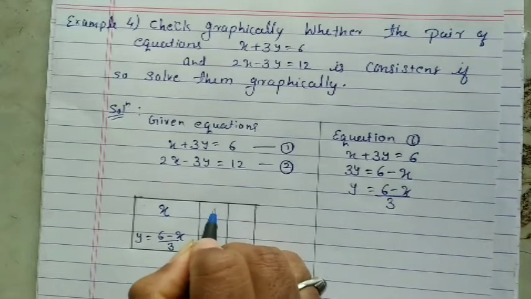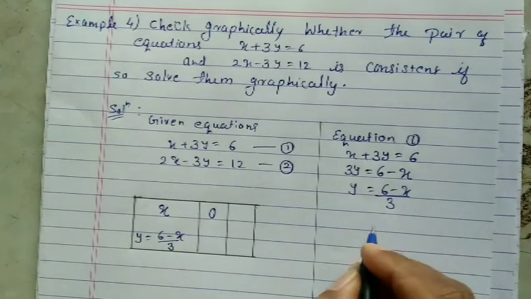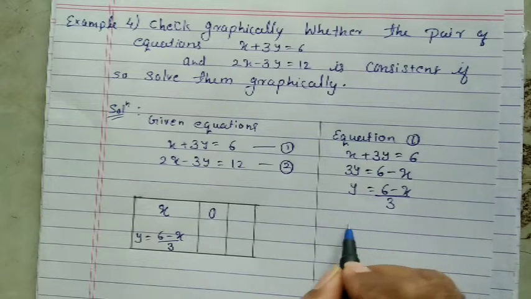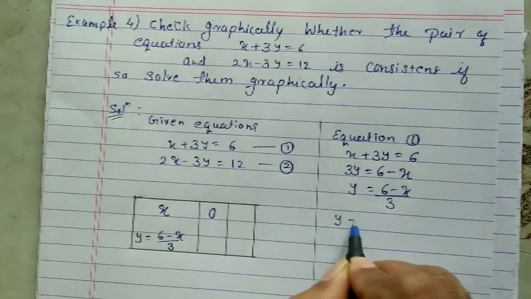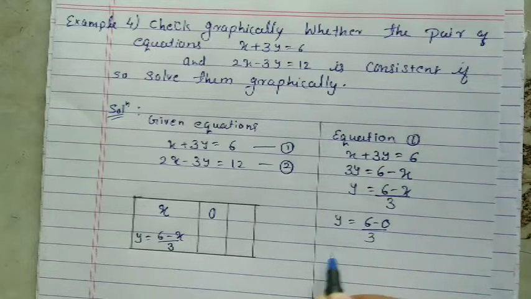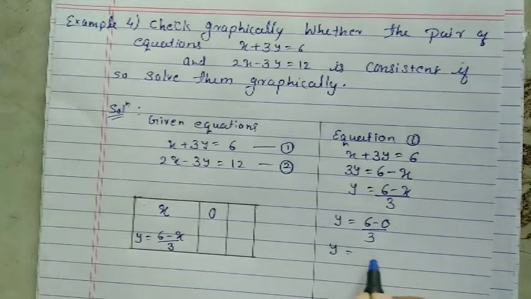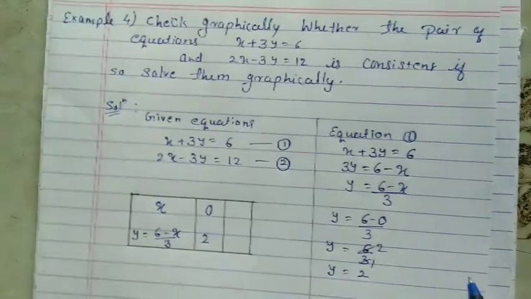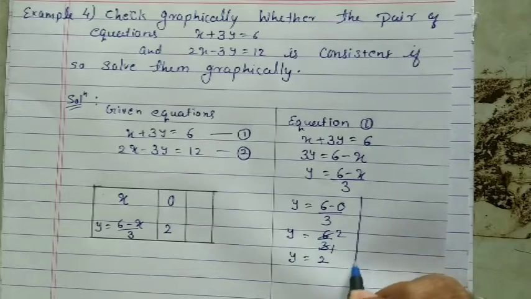Now when we put the value of x as 0, you can take any value, but we are taking smaller values so that it is easy to draw the graph. So put x = 0 in this equation of y. What you will get? 6 minus 0 is 6 upon 3. 3 ones are 3, 3 twos are 6. So the value of y will be 2. So when x is 0, the value of y is 2.